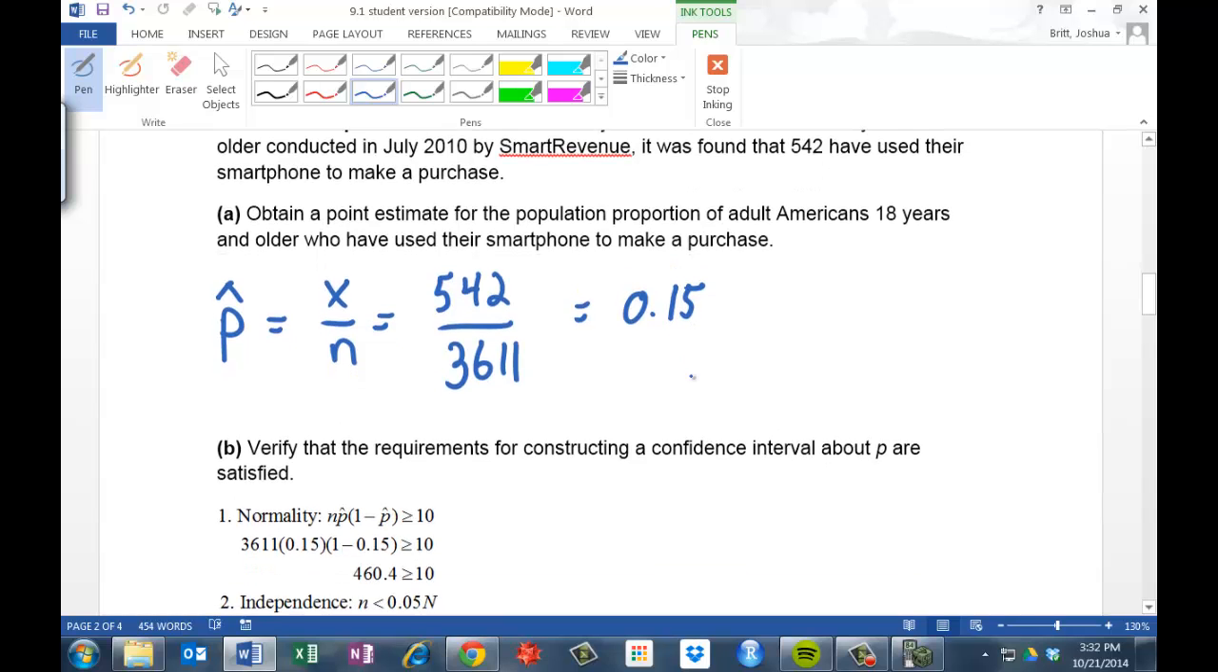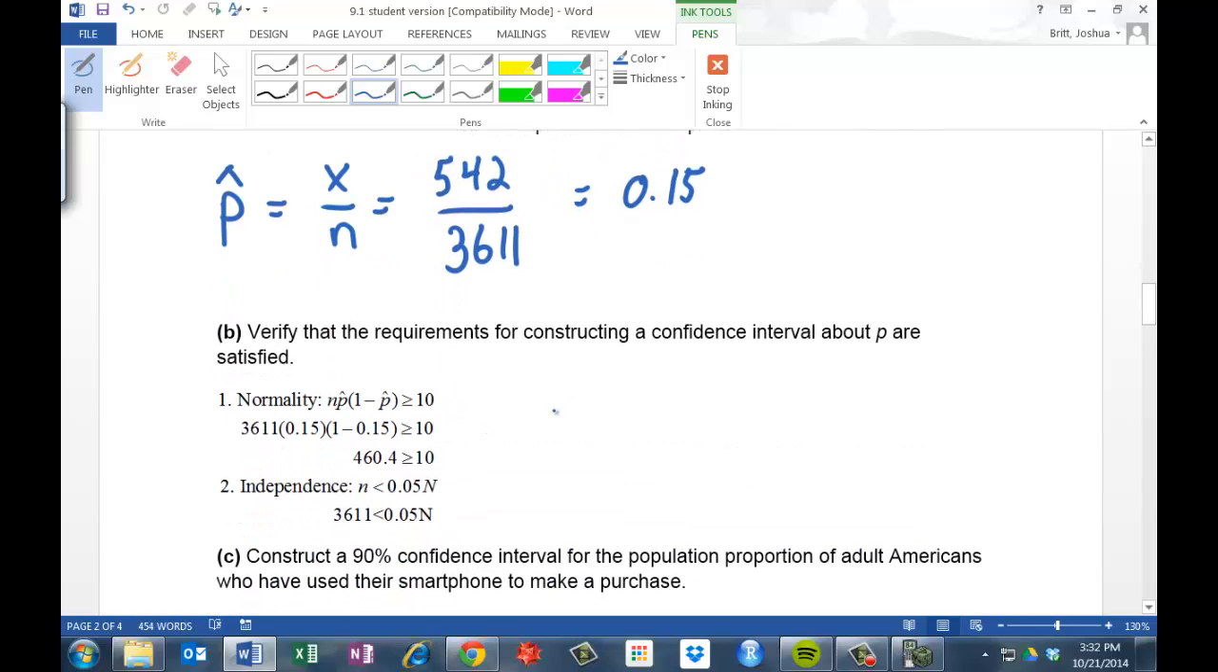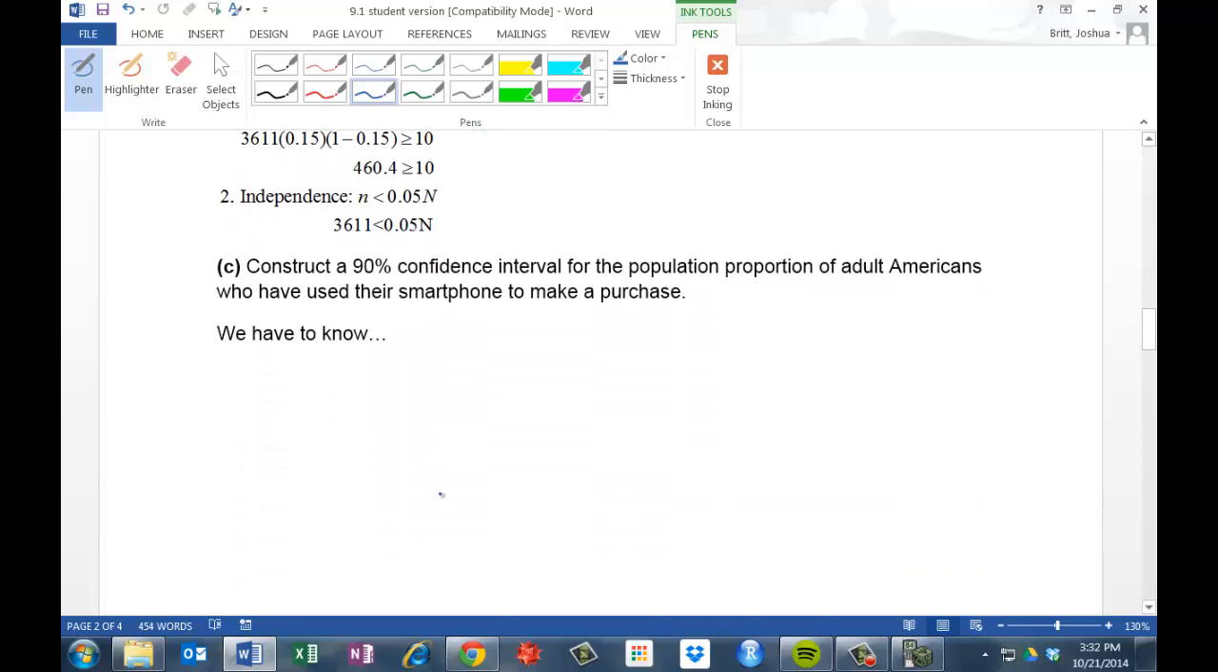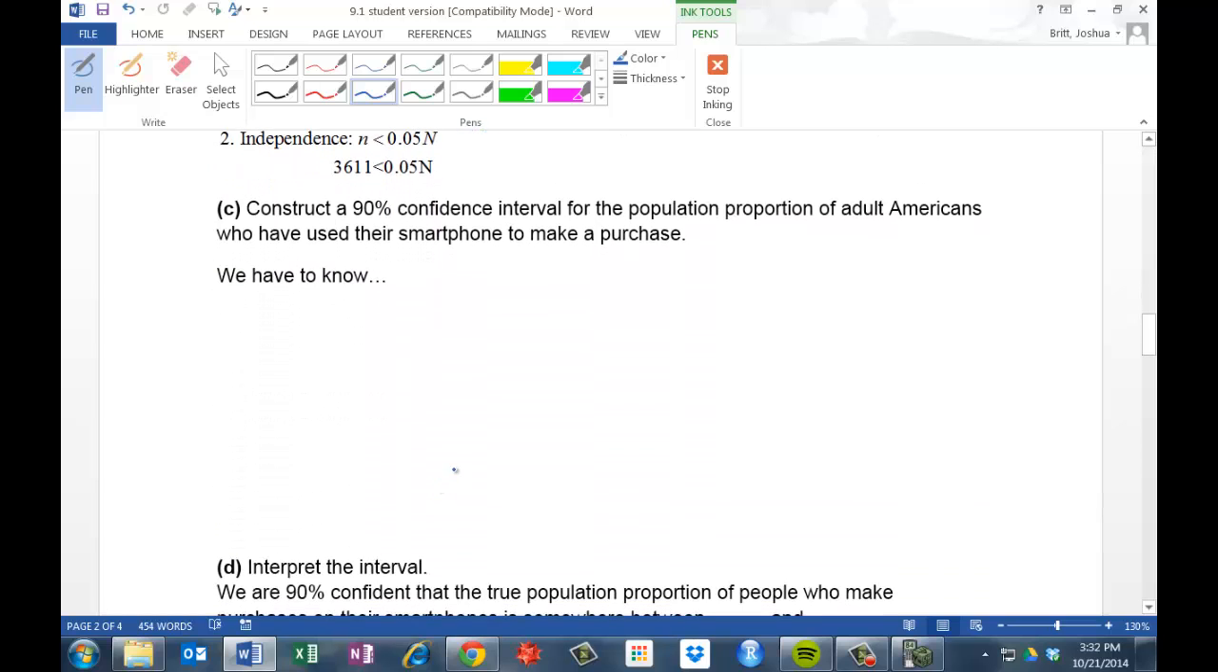15%. Now verify the requirements, and again 0.15, 1 minus 0.15 times the sample size. You can check these. These are not that big of a deal. Now, construct a 90% confidence interval. So for this one right here, I'm going to show you for 9.1, we're going to use the calculator.